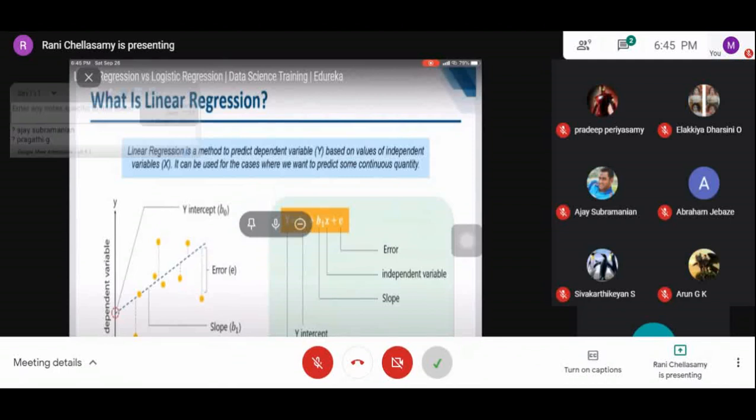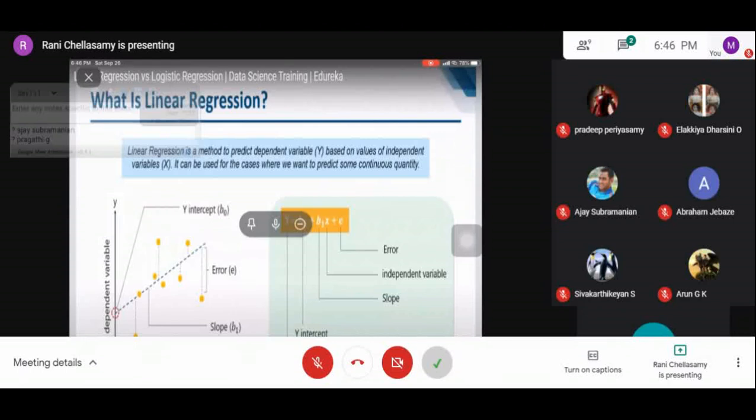So here you can see the errors. Okay, so this is your straight line drawn between x and y. The task is to fit the straight line. We call this straight line a regression line. This line should best fit the model. Okay. The y-intercept is the point at which the line intercepts the y-axis. That we call the y-intercept, b naught. Okay, and b1 is the slope.